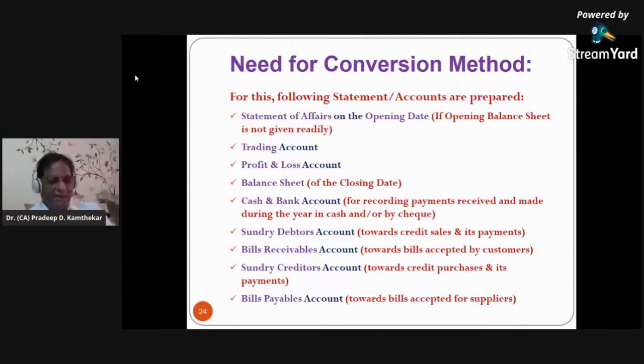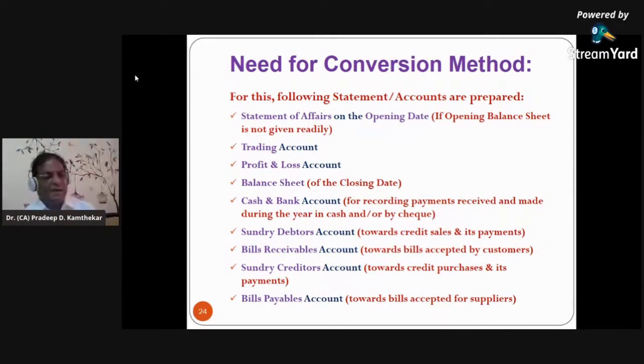Then on the liability side, we have bank loans, creditors, outstanding expenses, bills payables, bank overdraft, etc. On the asset side, we have fixed assets, investments, cash and bank balance, stock, debtors, bills receivables, prepaid expenses, etc. So this you are familiar with because you have dealt with all these three in FYJC and SYJC.